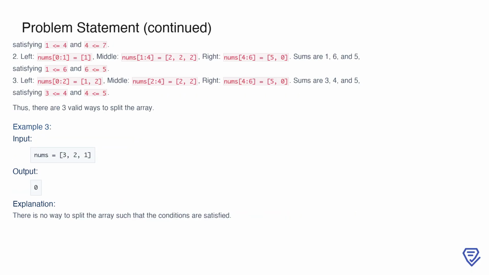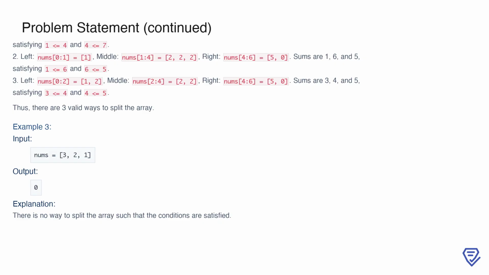For the array [1, 2, 2, 2, 5, 0], the 3 valid splits are as follows. In the first split, the left subarray is [1], the middle subarray is [2, 2], and the right subarray is [2, 5, 0]. Their sums are 1, 4, and 7, which satisfy the conditions 1 ≤ 4 and 4 ≤ 7. In the second split, the left subarray remains [1], but the middle subarray extends to [2, 2, 2], and the right subarray is [5, 0]. The sums here are 1, 6, and 5, satisfying 1 ≤ 6 and 6 ≤ 5.